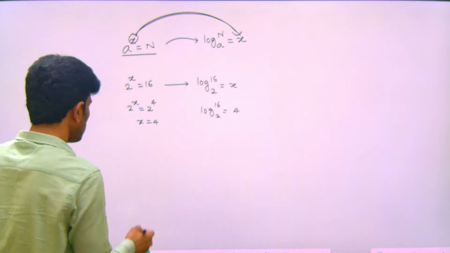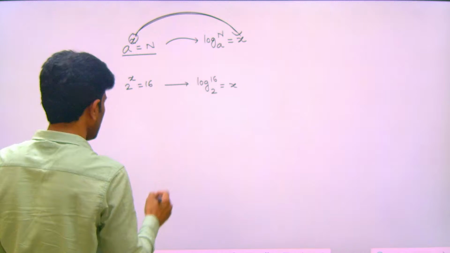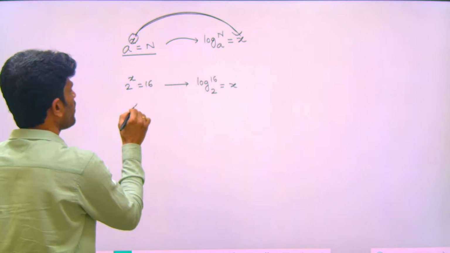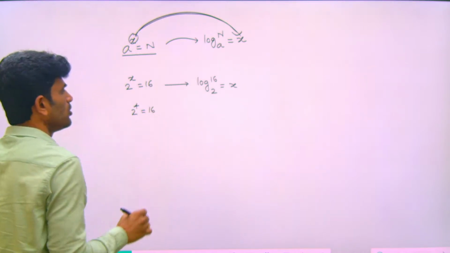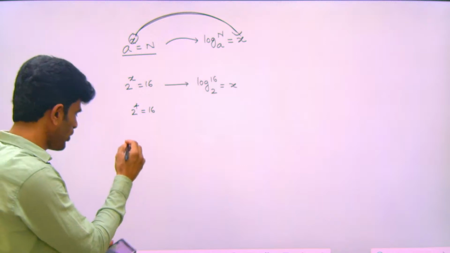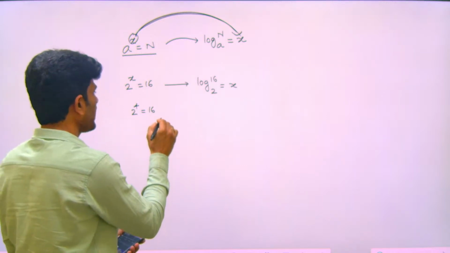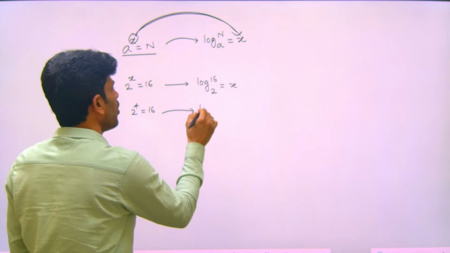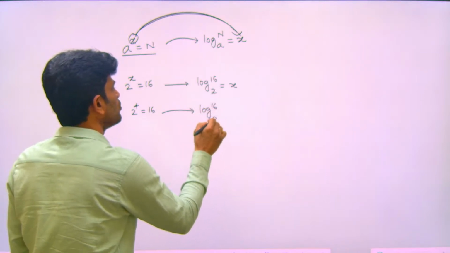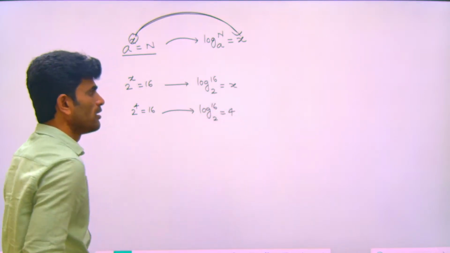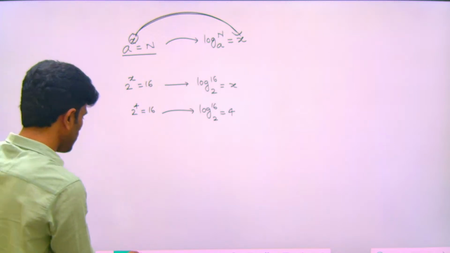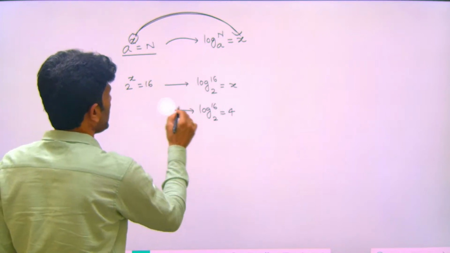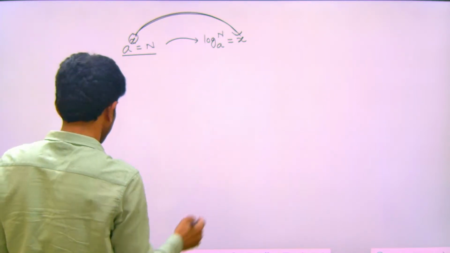Okay. Or I will tell you another easy way. We know 2 to the power of 4 is equal to 16. That is exponential form. Now the same thing can be expressed in logarithmic form as log 16 to the base 2 is equal to 4. Okay, now let us see some examples in exponential form and then logarithmic form to understand better.